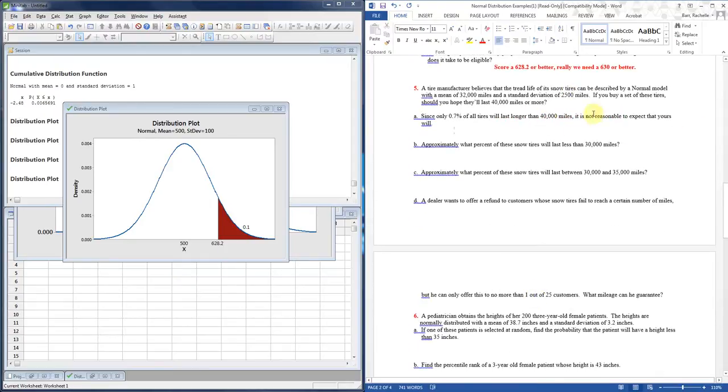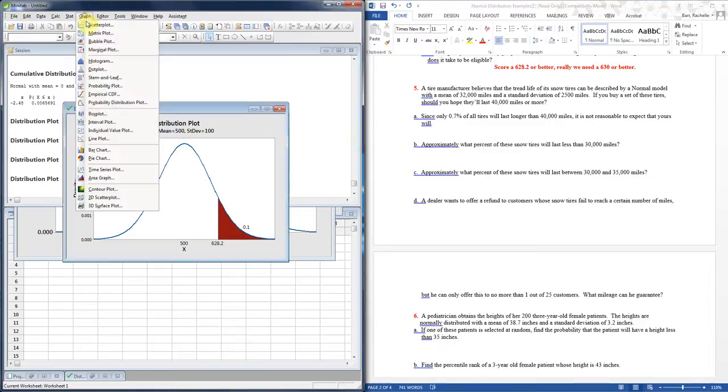So let's suppose you're looking to buy some snow tires, and you know that they're normally distributed in their mileage, with a mean of 32,000 miles and a standard deviation of 25,000 miles. If you select a set of those tires, you want them to last 40,000 miles or more, but that's not very likely. Since only 7% of all tires will last longer than 40,000 miles, is it reasonable to expect that yours will? Well, let's be honest: absolutely not. Let's confirm that calculation is correct real quick.